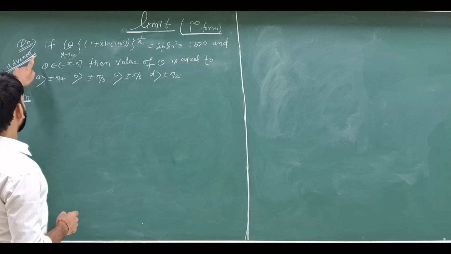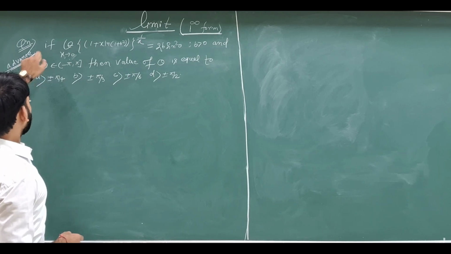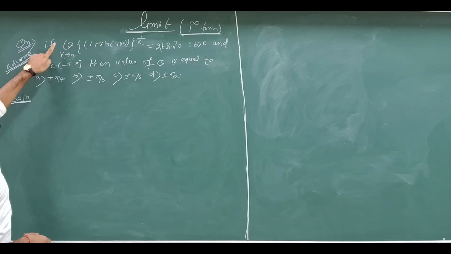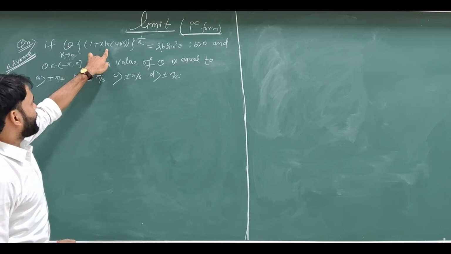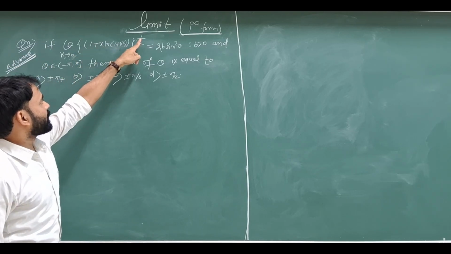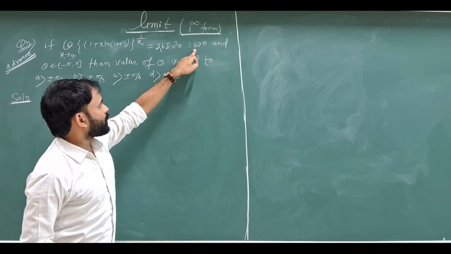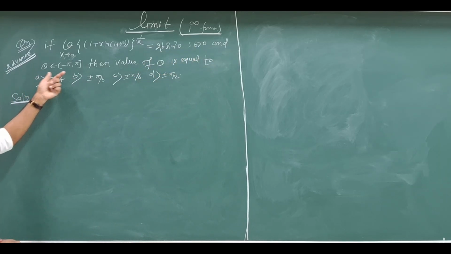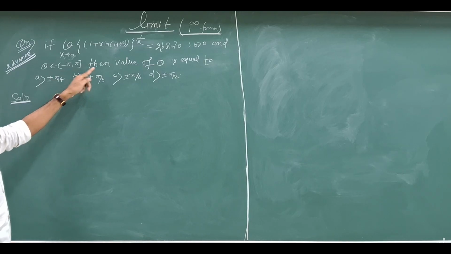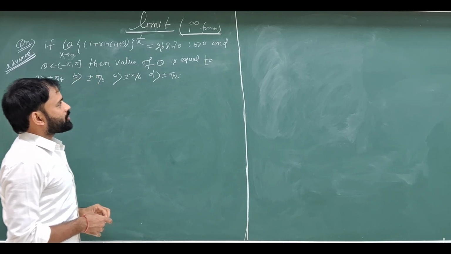Okay, next question, an advanced question: if limit x tends to 0 of (1 plus x ln of 1 plus b square) whole to the power 1 by x is equal to 2b sin square theta, where b is positive and theta belongs to the interval minus pi by 2 to pi by 2 closed, then the value of theta is equal to?